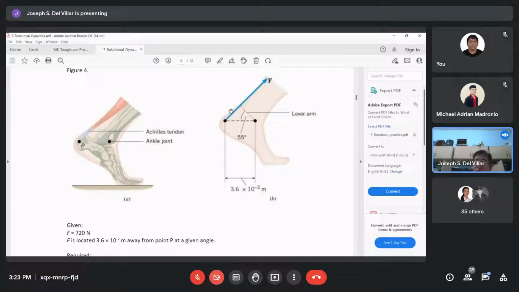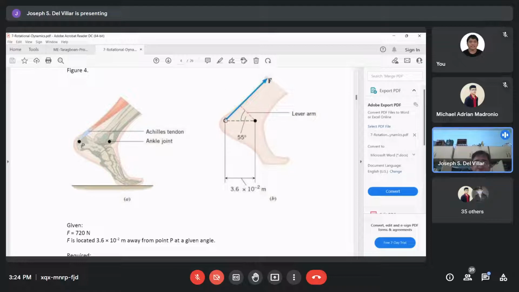Ano yung angle ng force with respect to the y-axis? Itong angle na to. 35 degrees po. 55. Ito, 55 siya, no? Kasi 35, ito, yung nasa loob. Itong nasa labas, sabi ko ba, with respect to the vertical. So this should be the same as this one, no? Okay?